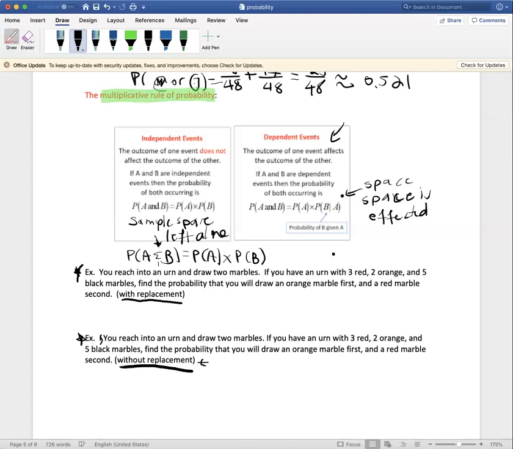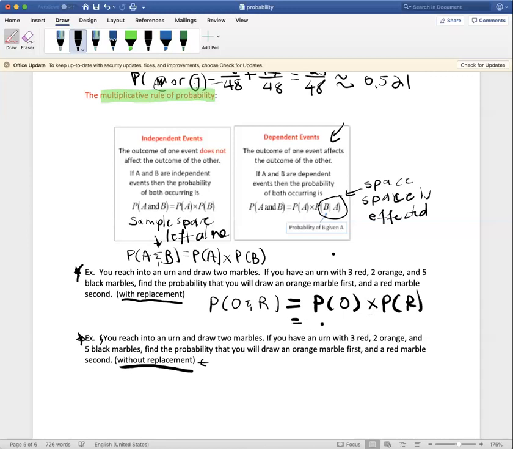Now, you don't have to worry about this. You just need to know that whenever you hear about without replacement, the sample space is going to be changed a little bit. So let's take a look at this example. You reach into an urn and you draw 2 marbles. Find the probability you draw an orange first and a red second. This is the same thing as saying the probability of orange times the probability of red.